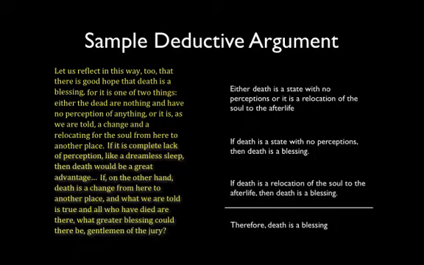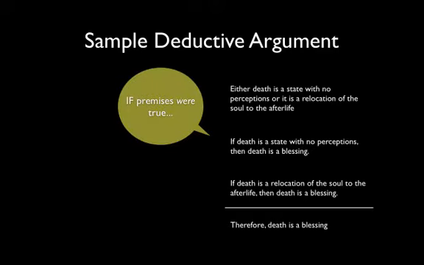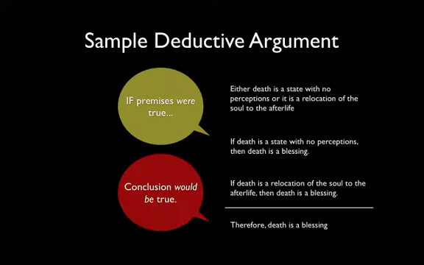In this example, if the premises were true, the conclusion would have to be true. So we say the argument is deductively valid, or a valid deductive argument. Arguments that are deductively valid exhibit correct reasoning because of their logical form.